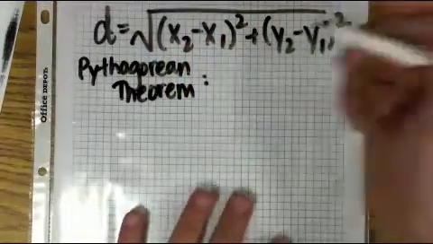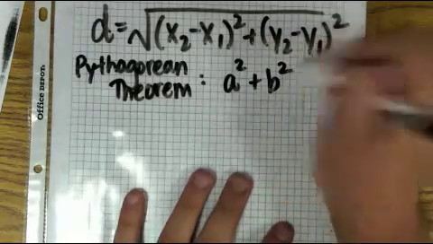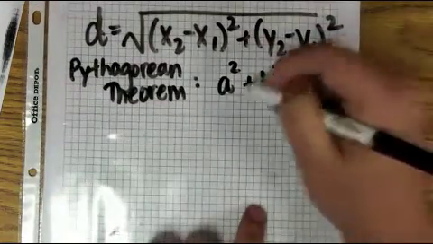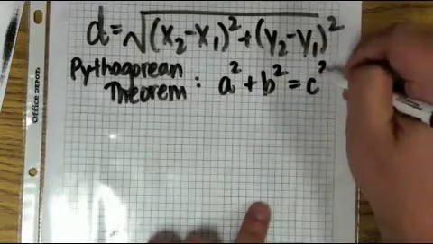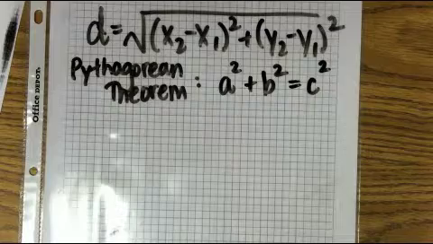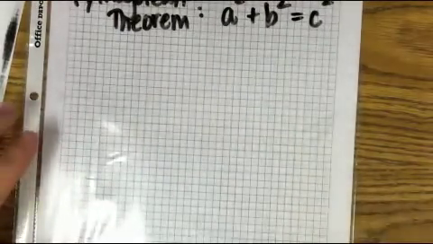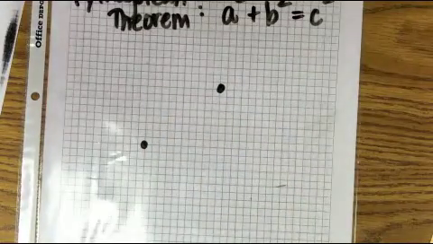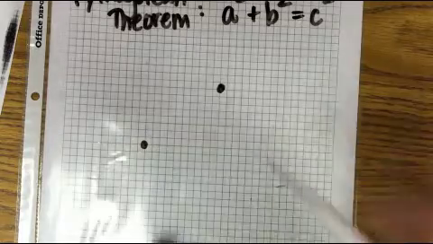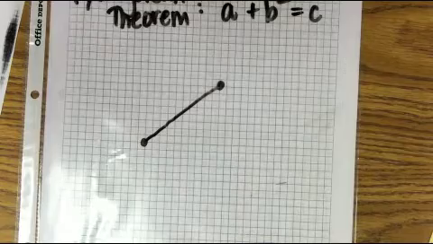Pythagorean theorem, remember, is given a right triangle, you can take the sum of the squares of the legs and set that equal to c squared, or the hypotenuse squared, okay? So let's just assume for a moment we're given 2 points. You're given a regular problem like this, and I want you to calculate the distance between them. So this is what we have right now.